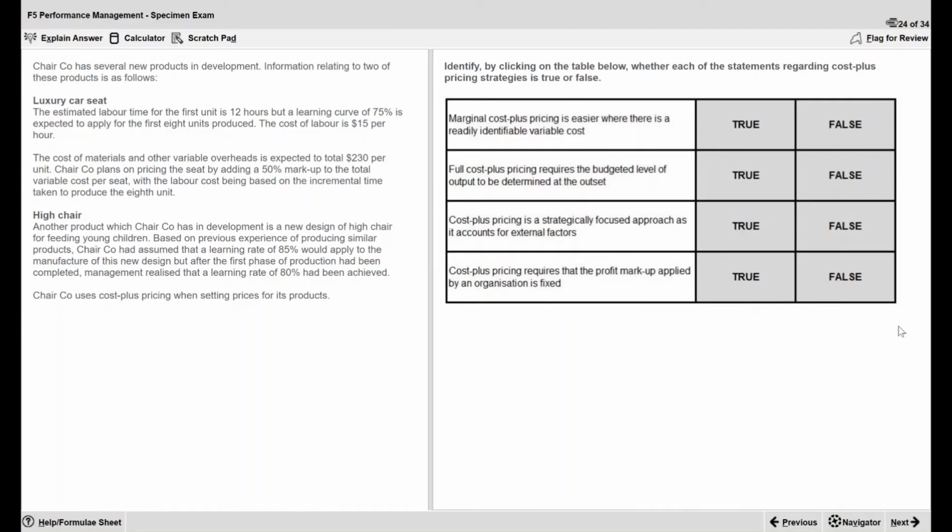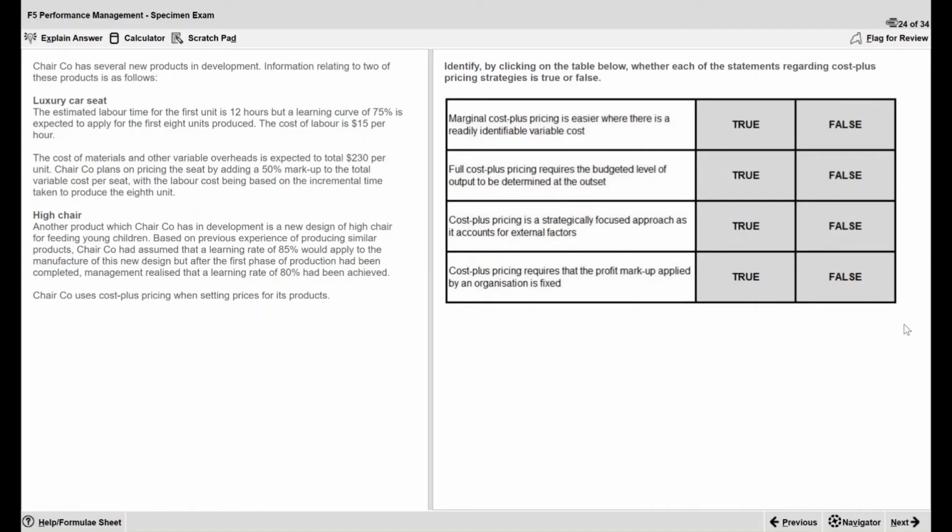Maybe full cost plus pricing requires the budgeted level of output to be determined at the outset. Remember, to find full cost plus pricing, it means we have to find the total units as well, because when we are using full cost plus pricing, we are using OIR, and when we are using OIR, it means we use budgeted data. The more accurately we budget the data, the more accurate will be our OIR. So this seems true.